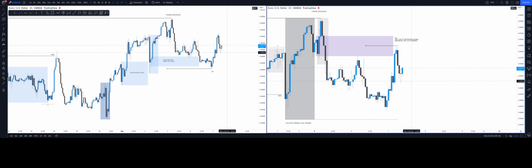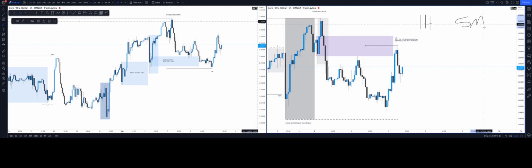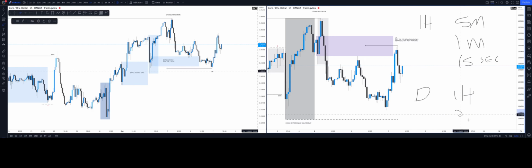primaries based upon the time frame you're looking at. So if I'm on a 1 hour, right, we want to be looking at something, say a 5 minute, 1 minute, 15 second primary, right? But if I'm on, say, the daily, then I want to be looking at something like the 1 hour, the 30 minute, the 15 minute. The mitigation should be sort of relevant to the time frame.